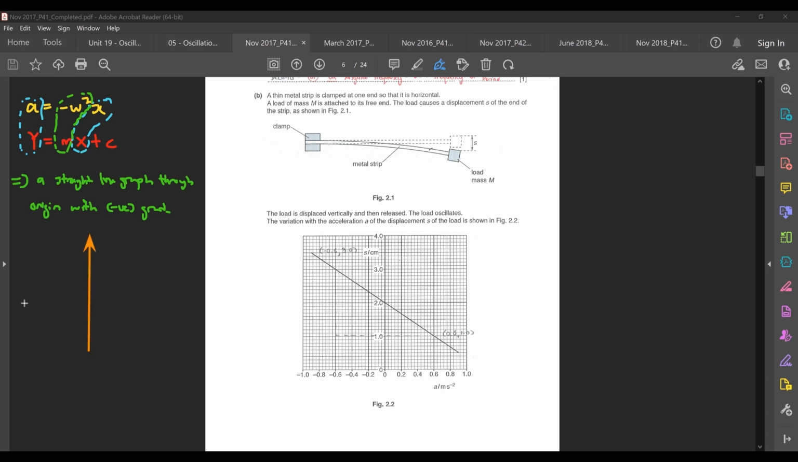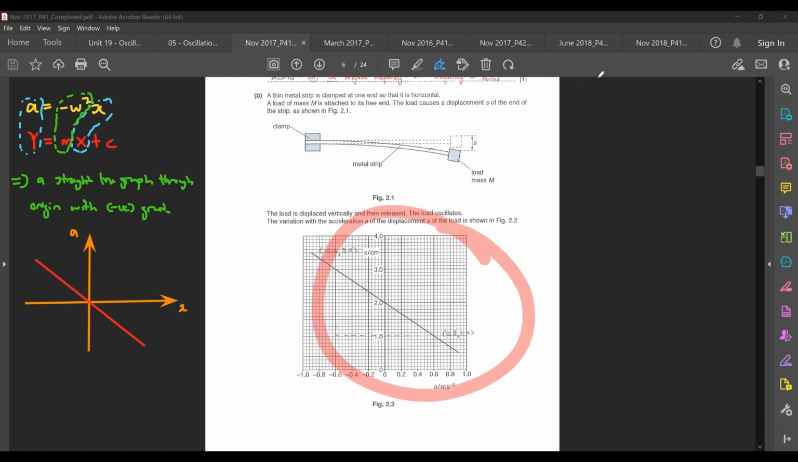So if you want to draw it out now, it typically looks like this. So this one is your graph of a versus x. You expect to see something like this. Okay, a straight line graph through origin with negative gradient. So this is what you are always expecting to see, but somehow when you look at this question here, you will notice that yes, it is a straight line graph with negative gradient, but it doesn't seem to pass through origin in the first place. You see, this one here is passing through the origin, but the other one here doesn't seem to pass through origin.